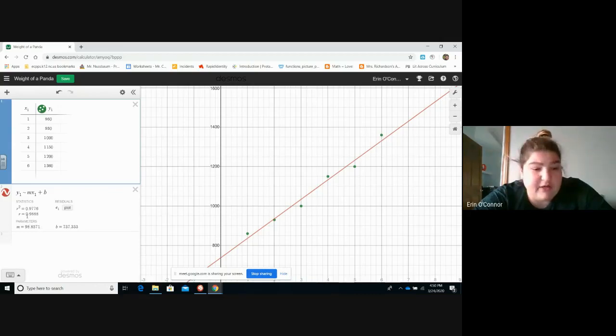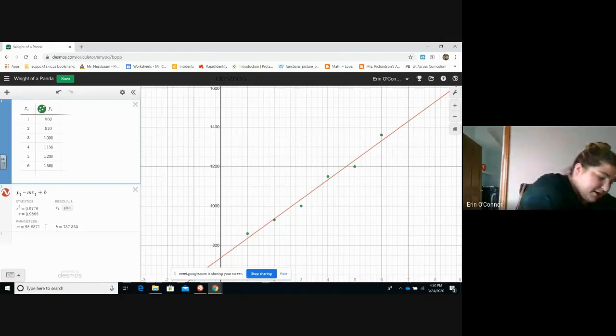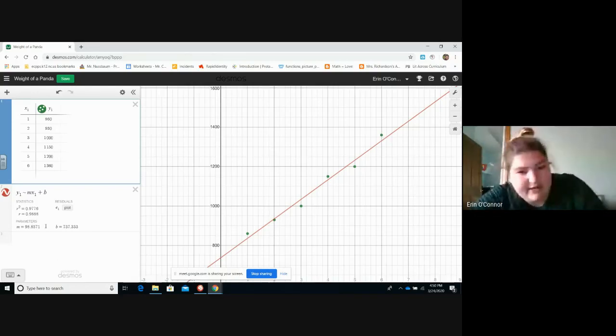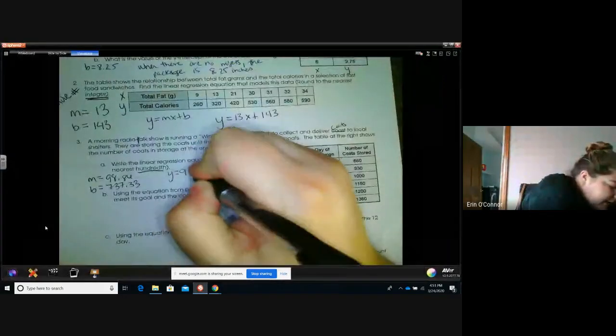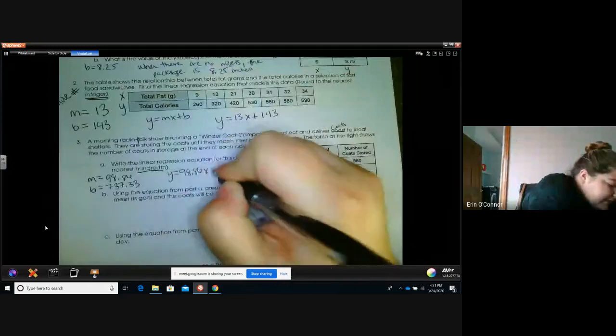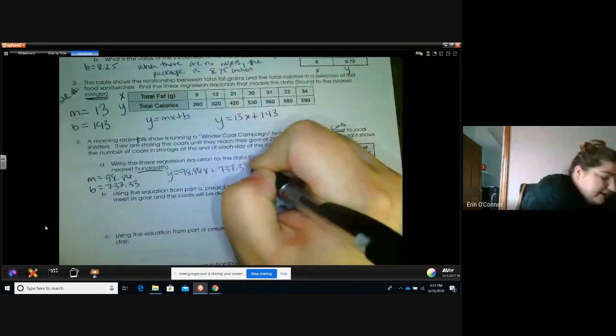And if we look at our correlation coefficient, it's 0.99. So it's a very strong positive correlation. And we need to write our slope and our y-intercept. Remember, our slope, we're rounding to the nearest hundredth, is m, so that's 98.86. And our y-intercept is b, so it's 737.33. Now coming back, let's write our equation. Y equals 98.86x plus 737.33.